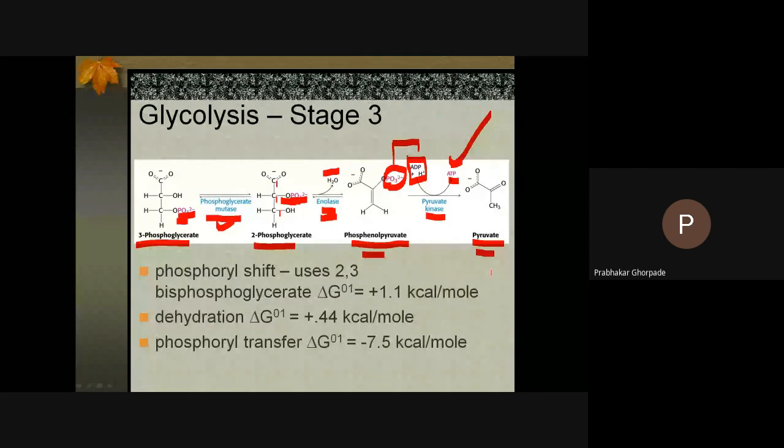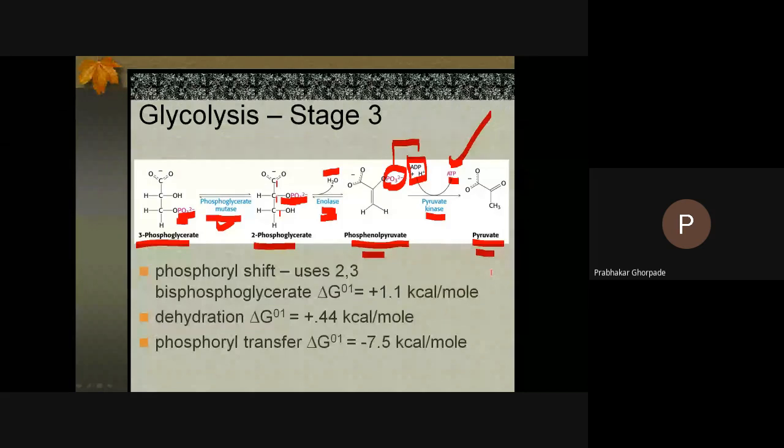Okay, so here we are showing three reactions. Phosphoryl shift, first one, which is 3-phosphoglycerate to 2-phosphoglycerate. Next, dehydration, 2-phosphoglycerate to phosphoenol pyruvate. Third reaction, phosphoryl transfer, phosphoenol pyruvate to pyruvate. So that is a phosphoryl transfer reaction. Okay, so these are the stages of glycolysis.